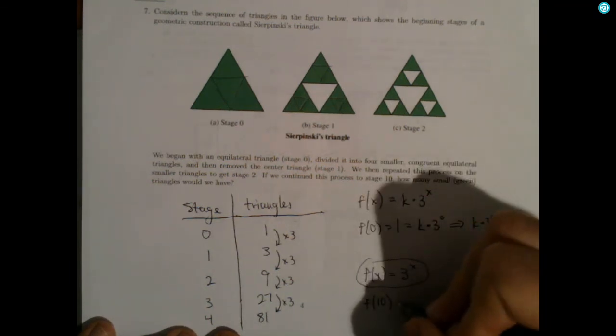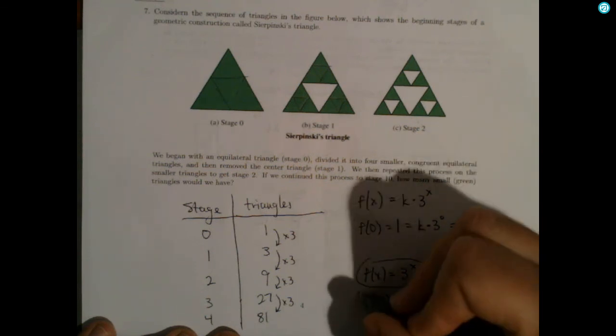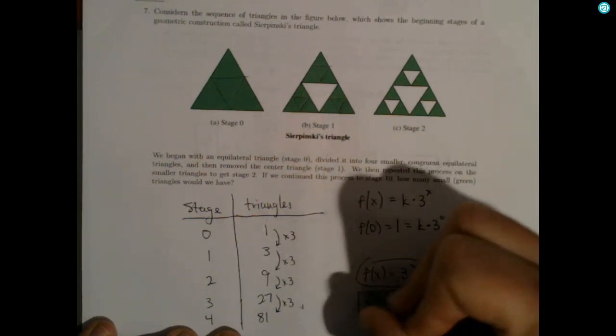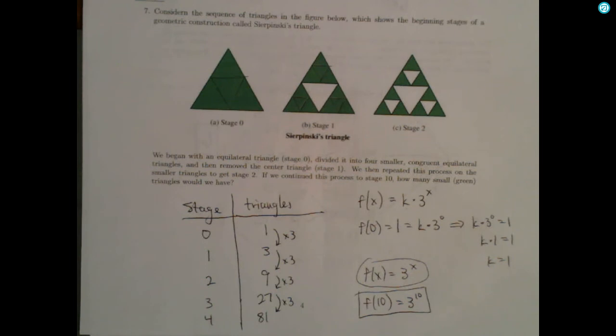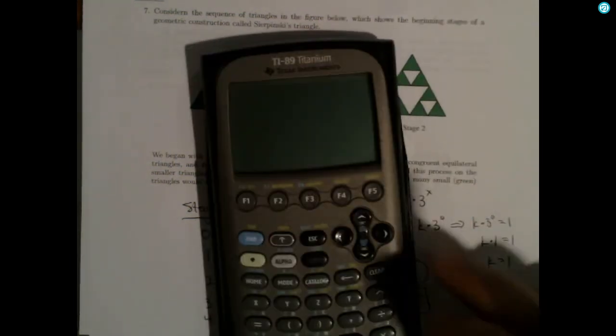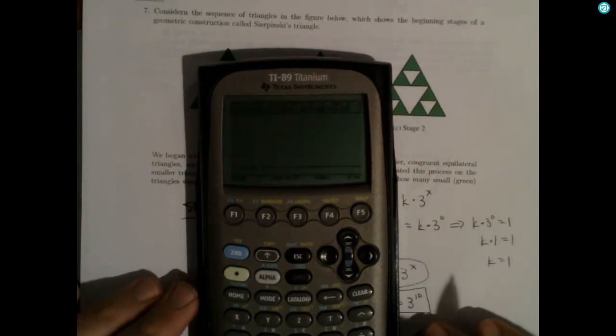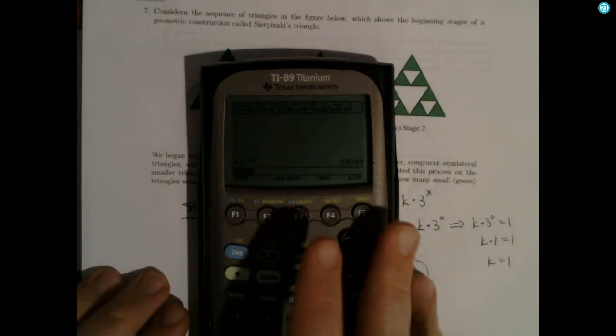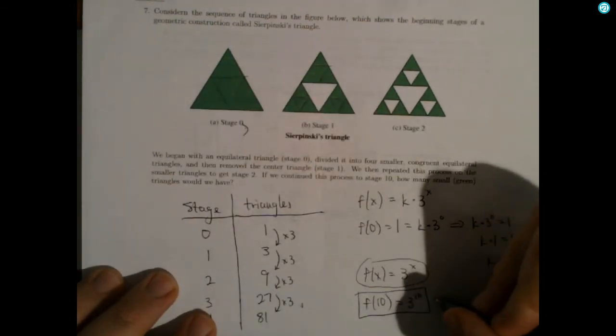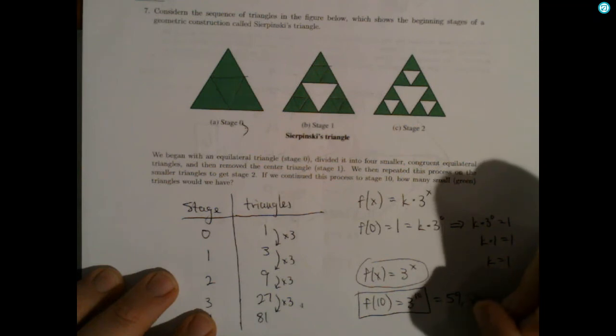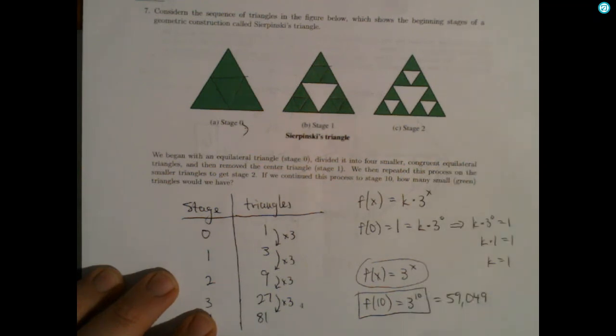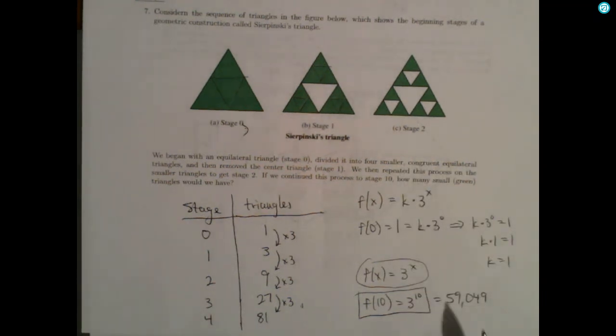So at stage 10, we're going to have 3 to the 10th number of triangles. By the way, 3 to the 10th power is probably a very large number. Oh, it's not as big as I imagined. 59,049. Still, you wouldn't want to draw it, would you? That would be a lot of triangles to draw.